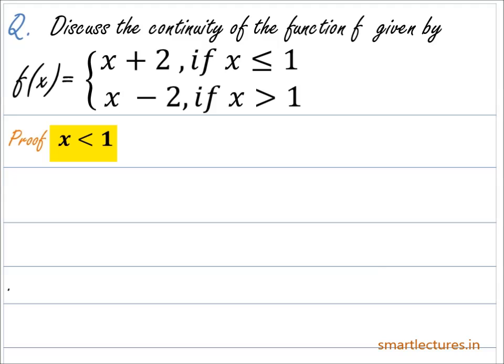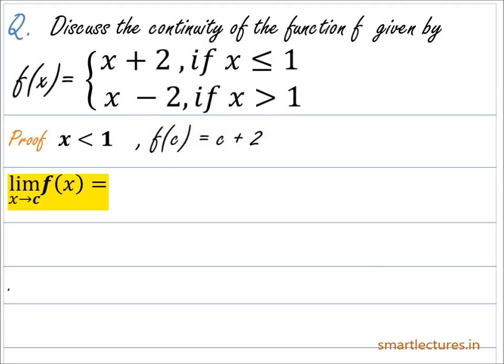In the first case, let's check the continuity of the function at point c, where point c is less than 1. And now if c is less than 1, then as per the definition of the function, if x is less than or equal to 1, then f of x is equal to x plus 2. And that means in this case, f of c is equal to c plus 2. And what will be the limit of this function at the point c, where c is less than 1? Now limit x approaches c, f of x is equal to limit x approaches c, x plus 2, and which is finally equal to c plus 2.